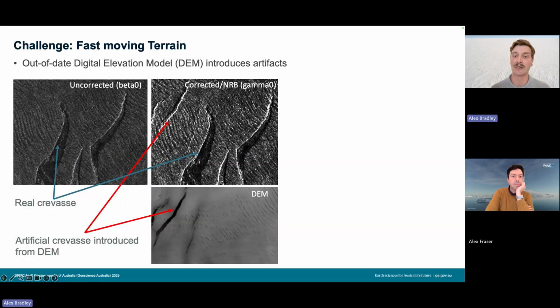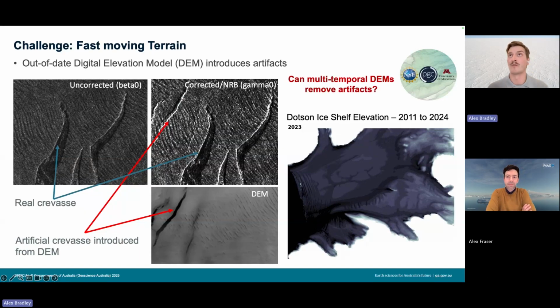So depending on your application, this might not be an issue, but for someone who's interested in crevasses, then obviously there's an issue there. So this has led to a really exciting piece of work that we've been doing with the Polar Geospatial Center at the University of Minnesota, and that's looking into something called multi-temporal DEMs. So essentially, rather than have a static DEM, which is fixed in time, we're looking at having a DEM produced on an annual or even more frequent basis to try and account for some of these changes that we see. So this is something which typically isn't done, but for Antarctica, we're looking at seeing if it's potentially going to help us.